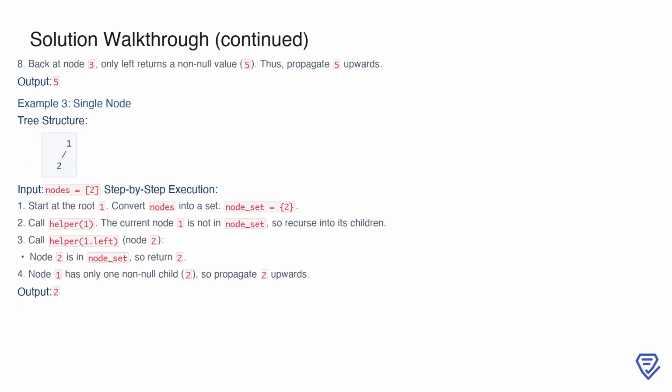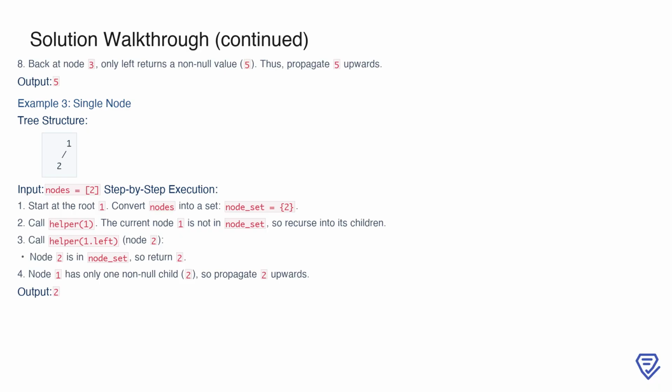At this point, we are back at the root node 3. The left subtree has returned a non-null value, which is node 5, while the right subtree has returned none. Since only one subtree contains valid results, we propagate node 5 upwards as the final answer. Therefore, the output for this example is 5.